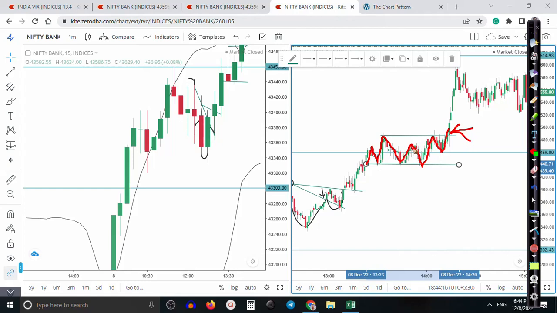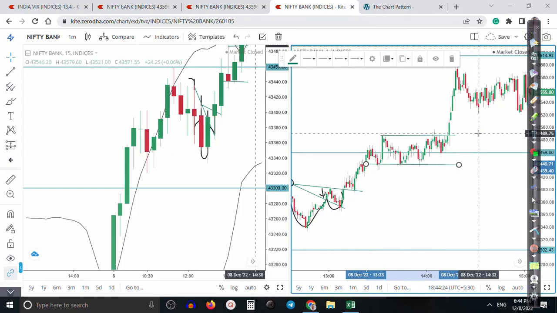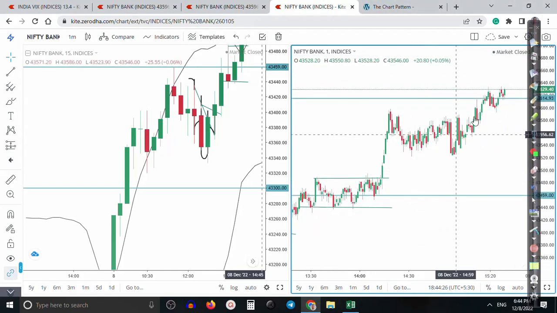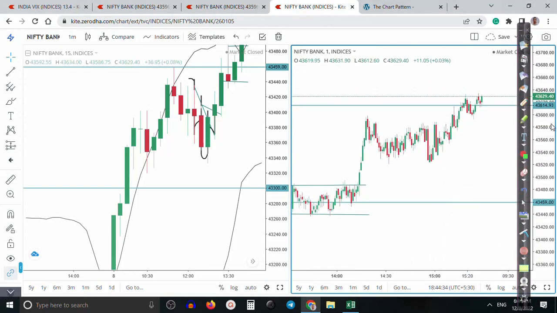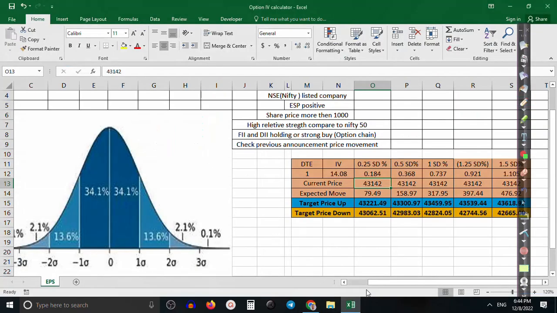Have you seen this area? So we enter exactly this level, and our target was near 1.5 standard deviation. Where is the 1.5 standard deviation? This level. Let me show you. Okay. 1.5 standard deviation, 43164. Let me show you.